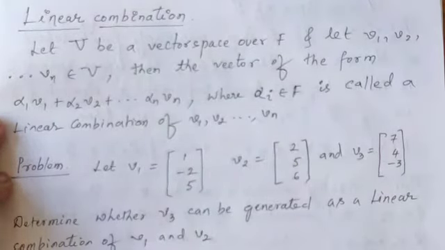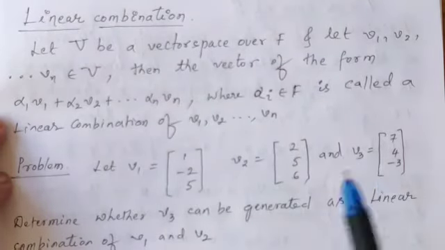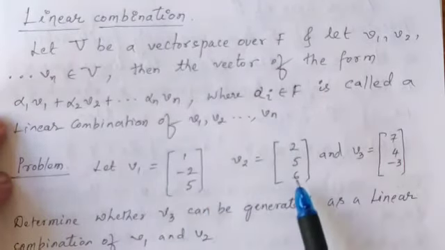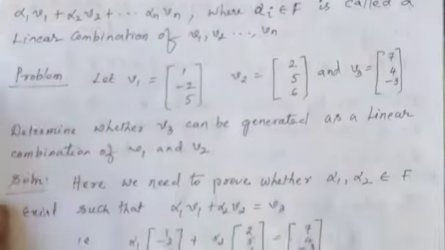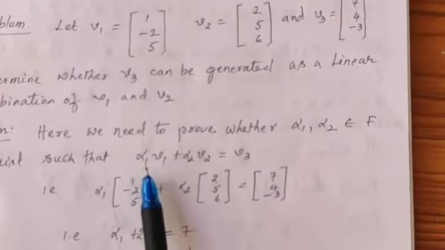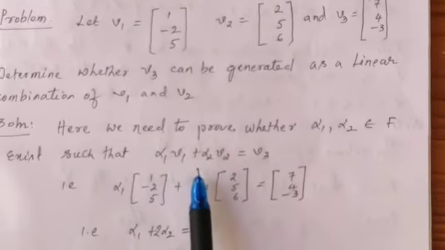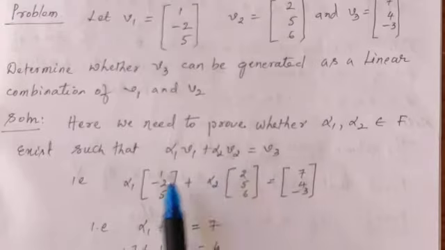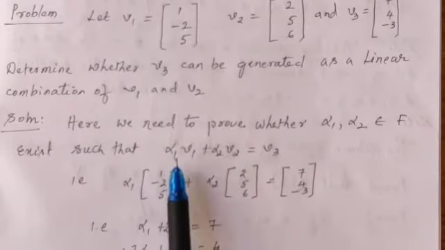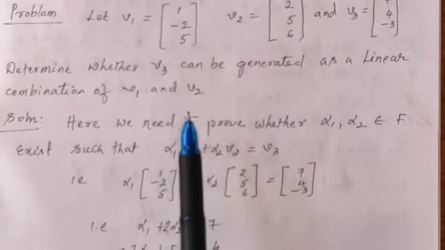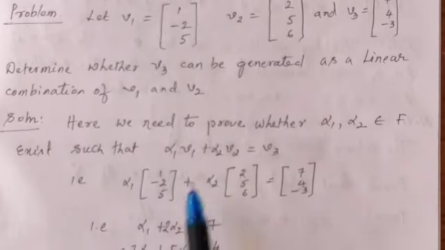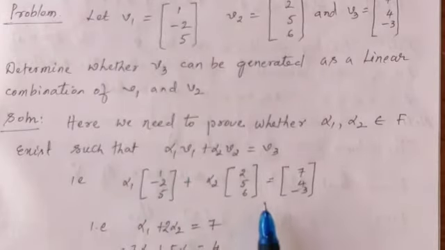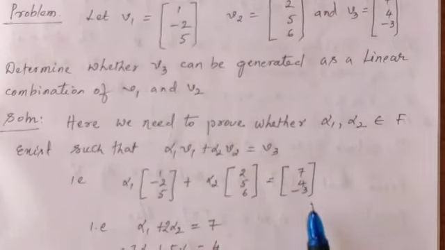I have taken an example here. I wanted to see whether this vector V3 is a linear combination of V1 and V2. So that means what? Whether V3 is alpha 1 V1 plus alpha 2 V2. What is V1? 1, minus 2, 5. What is V2? 2, 5, 6, and the right hand side is 7, 4, minus 3.